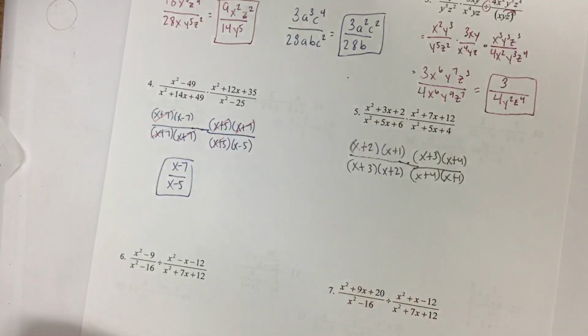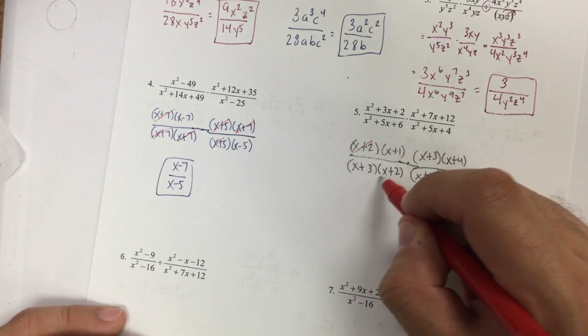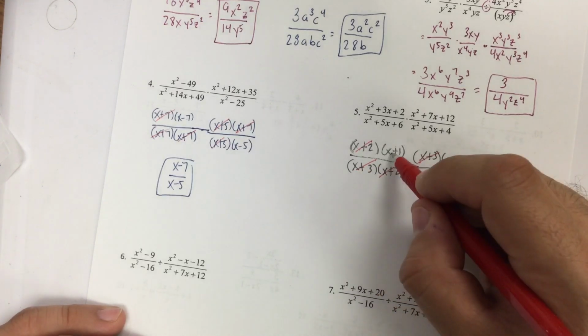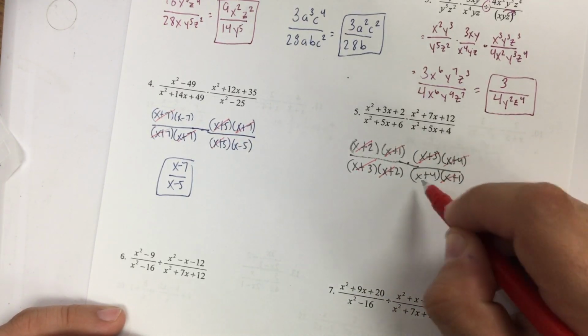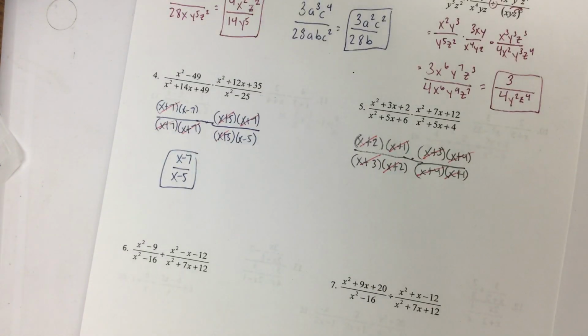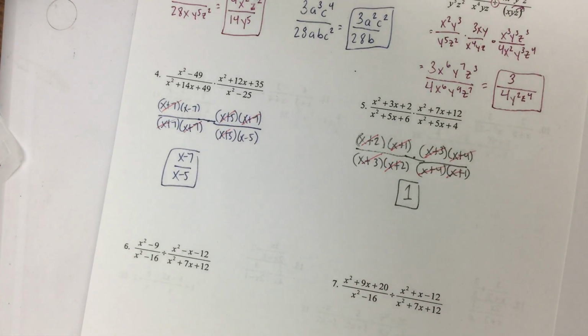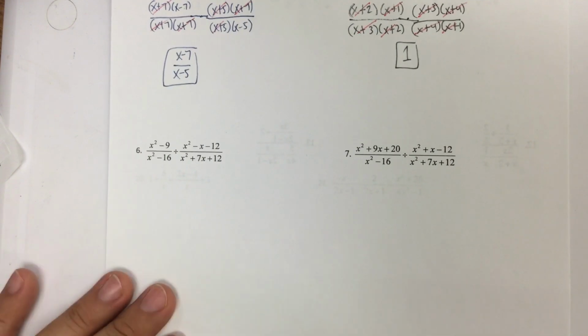Extend your division bar. So it looks like x plus 2 is on the bottom, x plus 1 is not, x plus 3 is on the bottom. Oh, actually, x plus 1 is on the bottom, and x plus 4 is at the bottom. So everything cancels out. What's remaining is 1. All right, on to number 6.